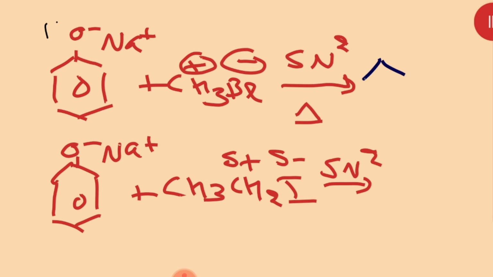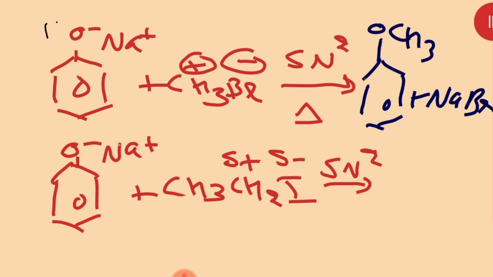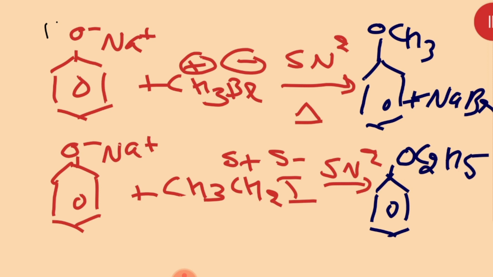OCH3. What is it? OCH3 plus NaBr. Okay, same way here it is OC2H5 plus NaI. This product is going to be made over there. Is that clear? So this is the reaction that we are going to do over there.